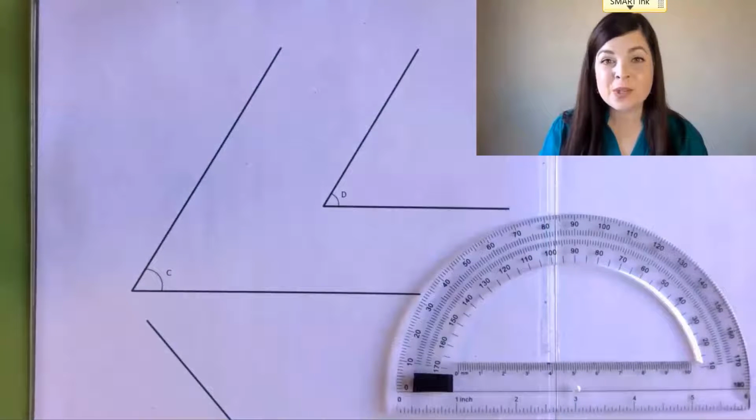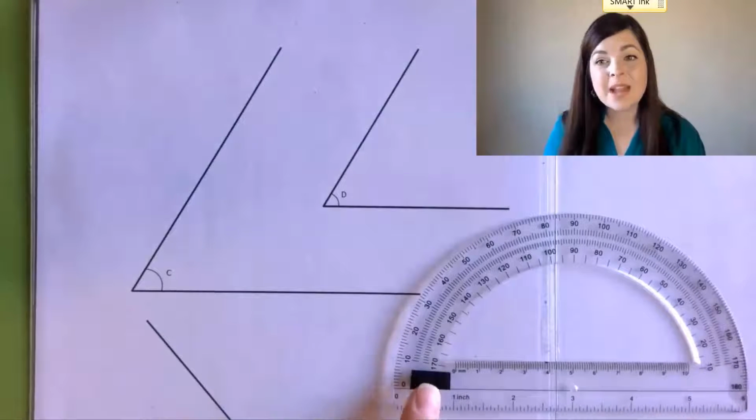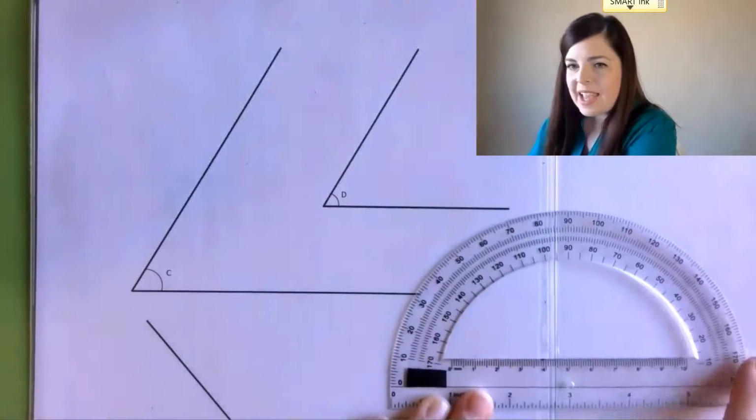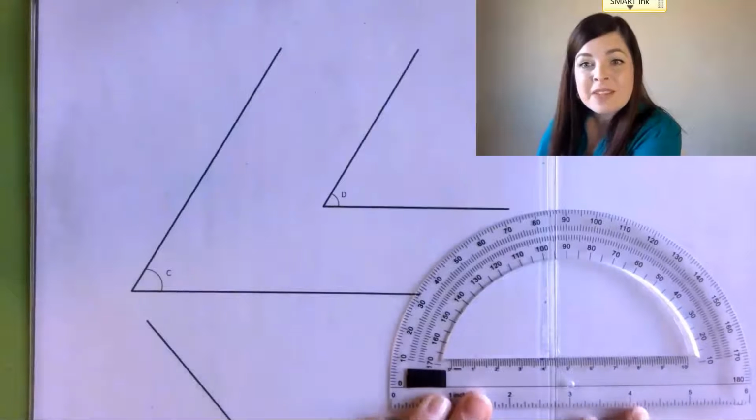Just like we measured angles with a circular protractor, we can measure angles with our 180-degree protractor. Now, protractors sometimes have two sets of numbers on them. We can see a set of numbers here on the outside and a set of numbers here on the inside. What do you notice about these two sets of numbers?